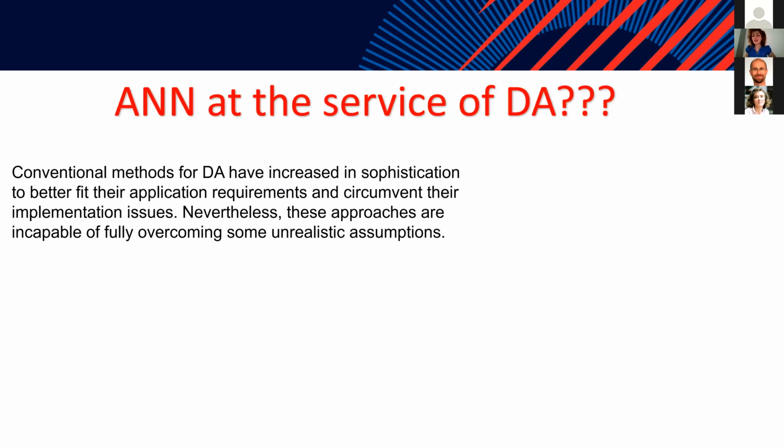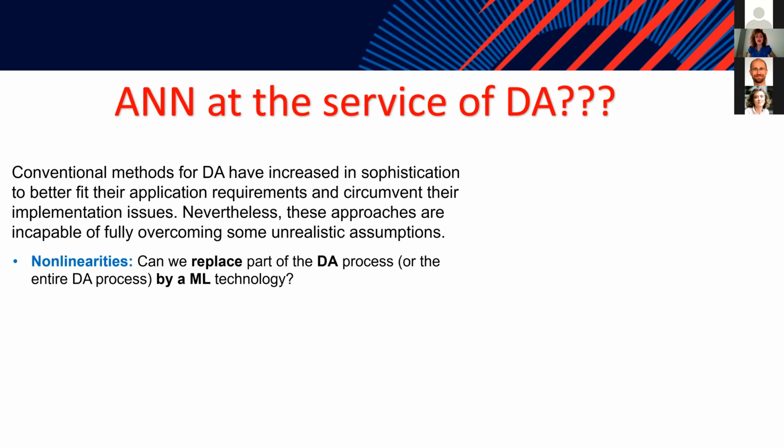So machine learning for data assimilation, or better, we can be more precise. In this slide, I will talk to you about the artificial neural network at the service of data assimilation. What can an artificial neural network do for data assimilation? Data assimilation, as I said, is a very computationally expensive problem. Among the hot topics in the state of the art for improving efficiency and accuracy, and there are a lot of groups worldwide trying to solve this kind of problem, one of the main problems is the non-linearities.